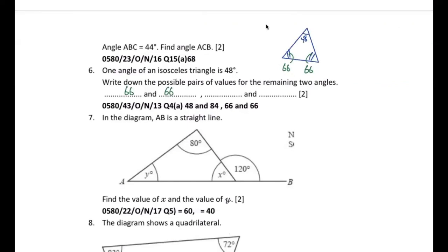The other possibility is that one of the base angles is 48. So if this is 48, then the next one is also going to be 48. Then the third angle is going to be 180 minus 48 times 2, 180 minus 96, that is 84. So the other two angles in the second case are 48 and 84.